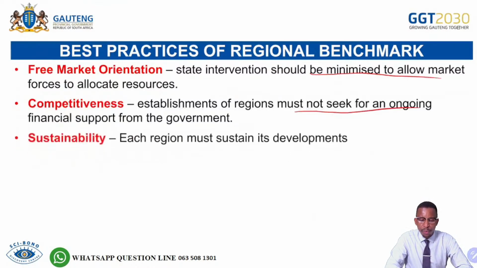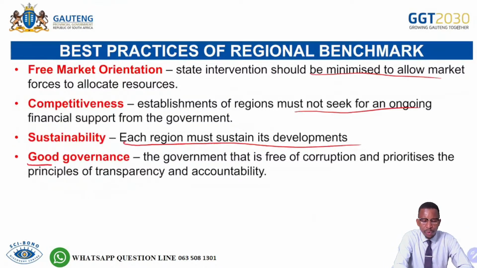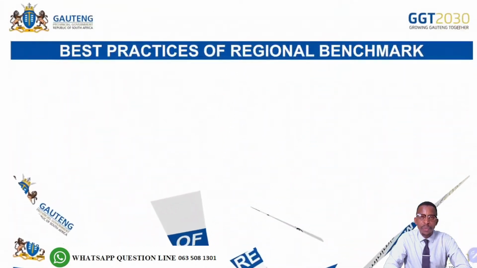And then sustainability. Each region must be able to sustain its own development without having to seek the provincial government or national government to support them. Good governance, we're talking about a government that is free of corruption, that would push the principles of transparency and accountability, meaning public funds must be used efficiently.